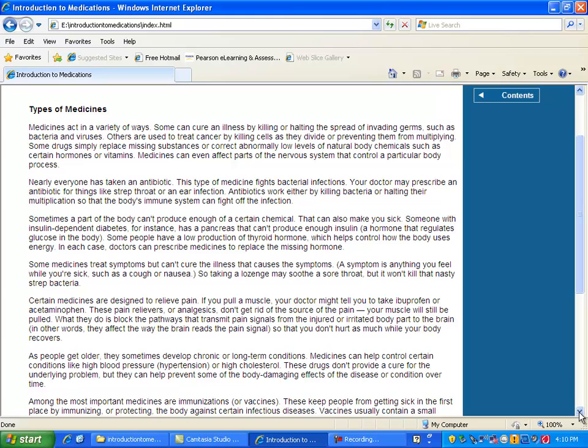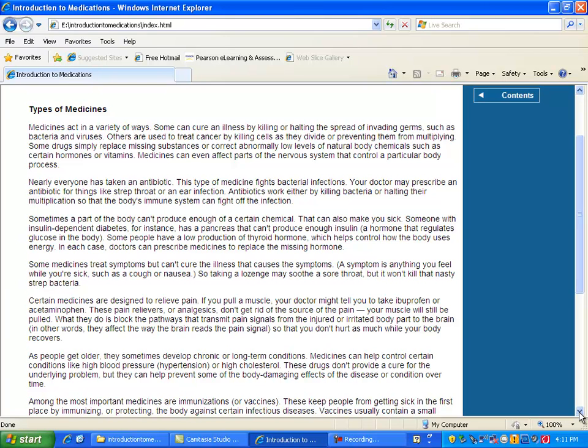Sometimes a part of the body can't produce enough of a certain chemical. That also can make you sick. Someone with insulin-dependent diabetes, for instance, has a pancreas that cannot produce enough insulin. Insulin is a hormone that helps regulate blood sugar, or glucose, in the body. Some people have a low production of the thyroid hormone, which helps control how the body uses energy. In each of these cases, the doctor is able to prescribe a medication to replace this missing hormone.